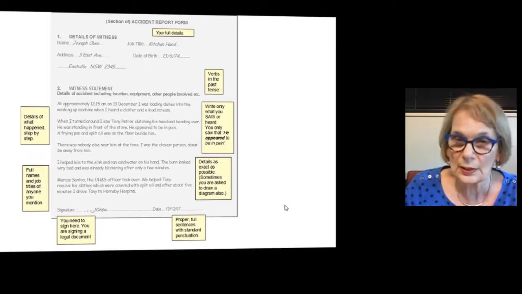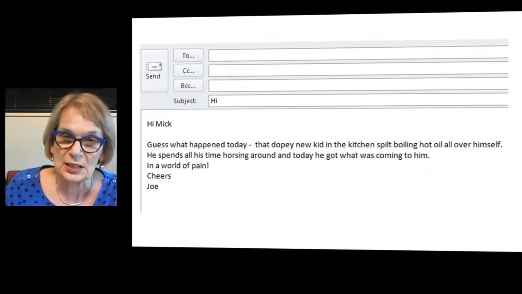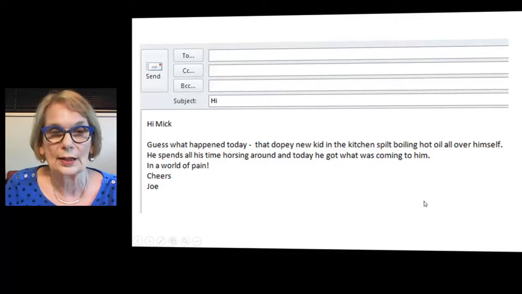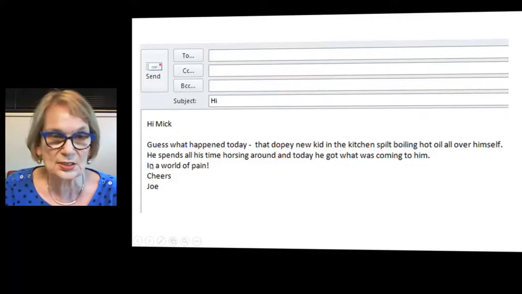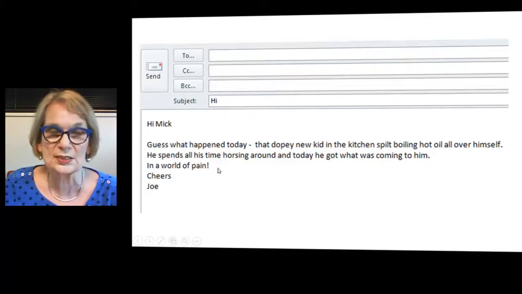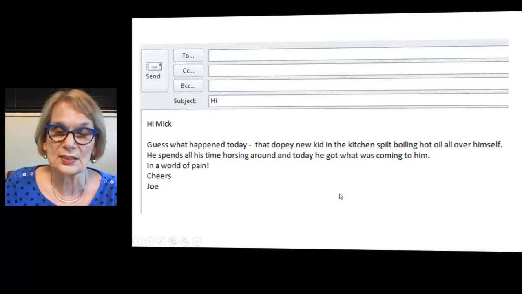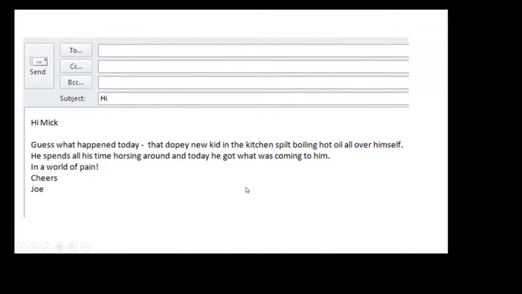Now, it's often useful when you're talking about text features to look at a text type that has different text features but talks about the same topic. For example, we might imagine that Joe has gone off and written an informal email to his mate telling him about this accident. And look at the text features of this. We don't have full sentences. This one just in a world of pain. So there's no full sentences. There's his opinion. He spends all his time horsing around. Today he got what was coming to him. So you can highlight the text features of the text you're wanting them to focus on by looking at what it's not.